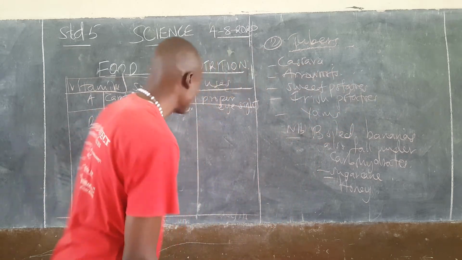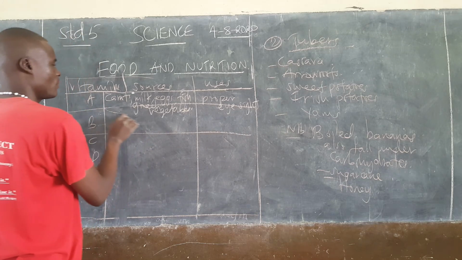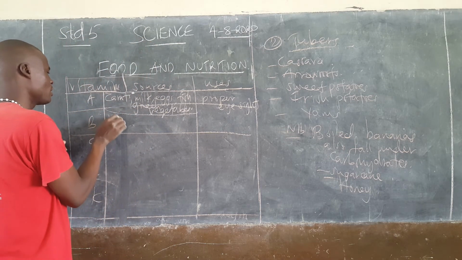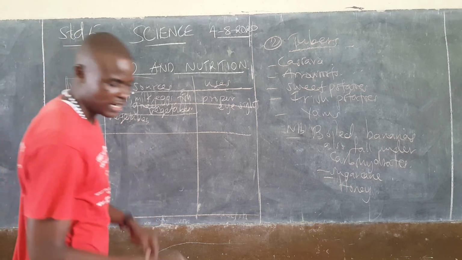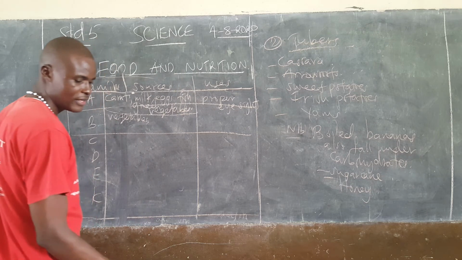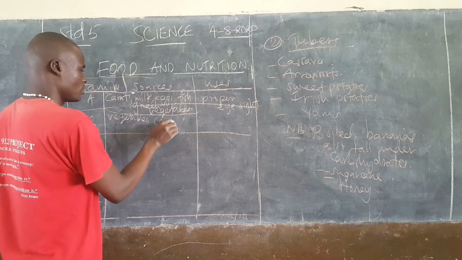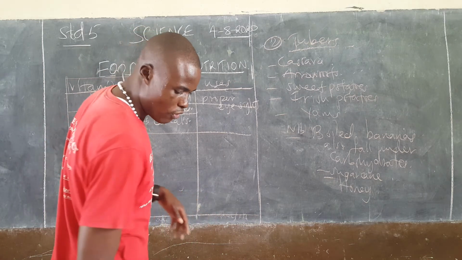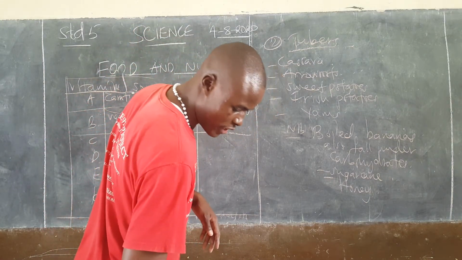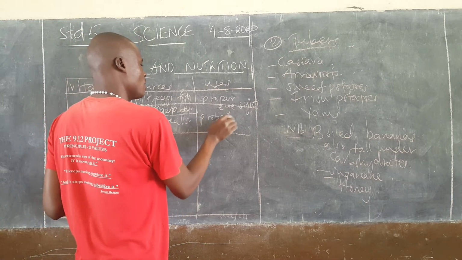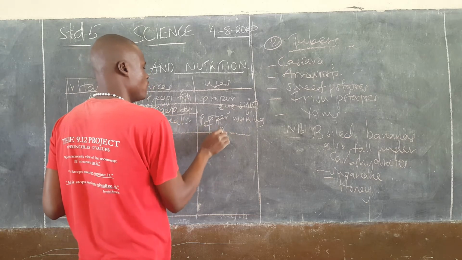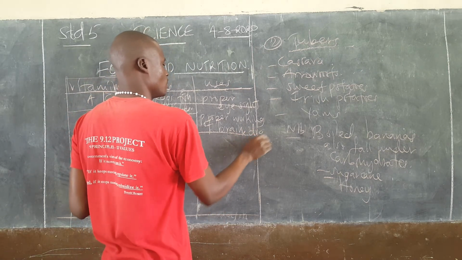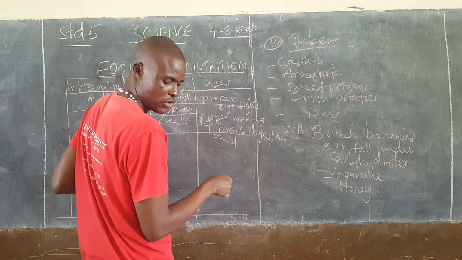And then we have vitamin B. Here for vitamin B, we need to talk about the vegetables. So we talk of green leafy vegetables under vitamin B. We also have grains, such as the cereals. The cereals are all rich in vitamin B. And the uses are for proper working of the brain, that is number one. We also have proper digestion, and lastly, we have smooth skin.